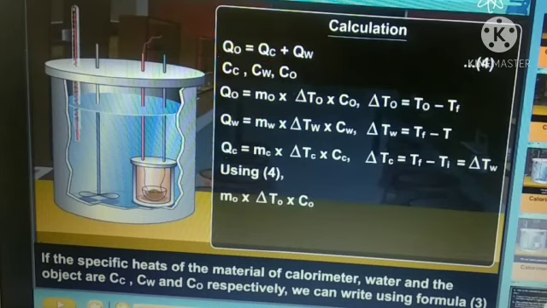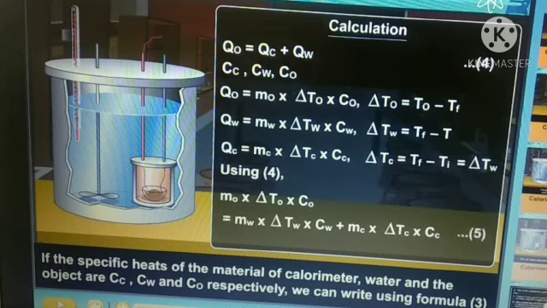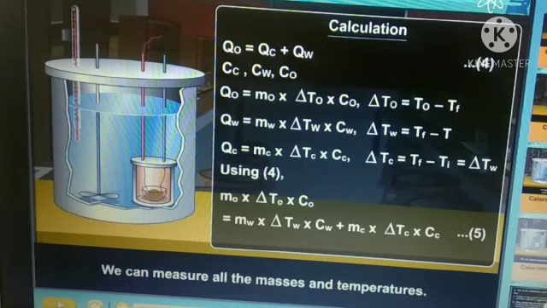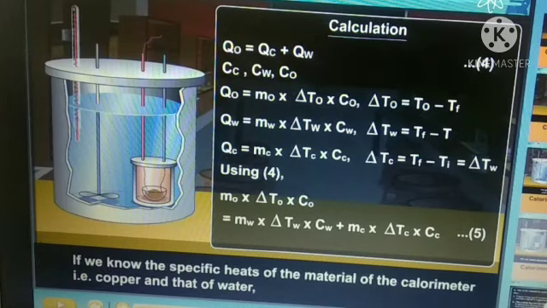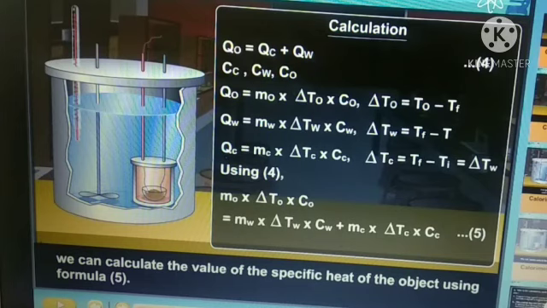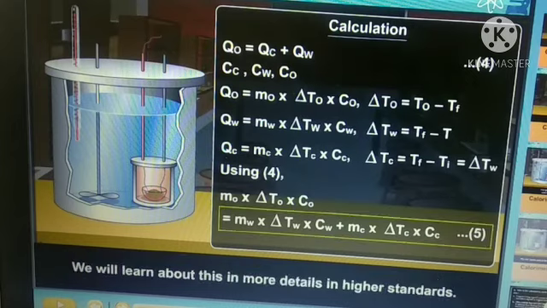Using equation 4, mo × ΔTo × Co = mw × ΔTw × Cw + mc × ΔTc × Cc. That is equation 5. We can measure all the masses and temperatures. If we know the specific heats of the material of the calorimeter, that is copper, and that of water, we can calculate the value of the specific heat of the object using formula 5.